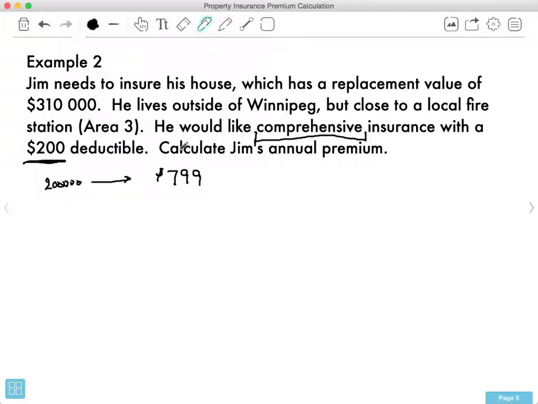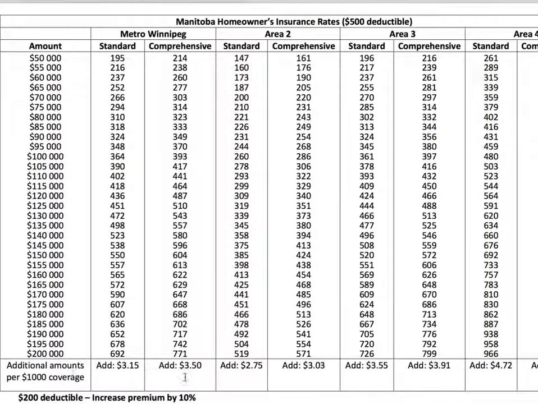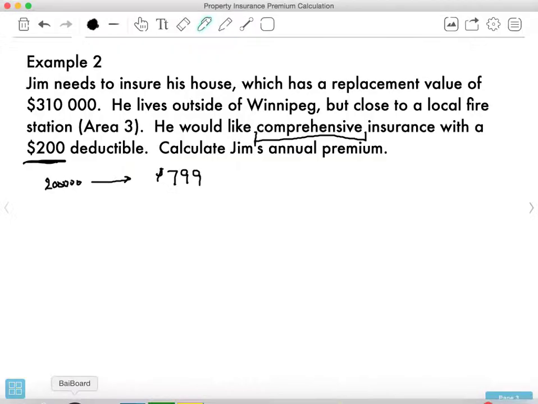That's going to cost him $799. Now I'm going to go back to the chart, and you'll notice right at the bottom it says additional amounts per $1,000 of coverage. So for every $1,000 of coverage you want over $200,000, it's going to cost you the amount at the bottom of the table here. So when you look through, again, we want to go to Area 3 and Comprehensive. We see it's going to cost him $3.91 for every extra $1,000 of insurance he wants. So I'm going to go back, and I'm just going to write that down so I don't forget it as I'm flipping back and forth.